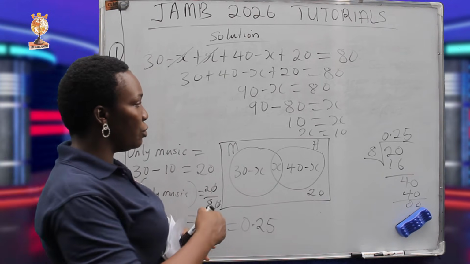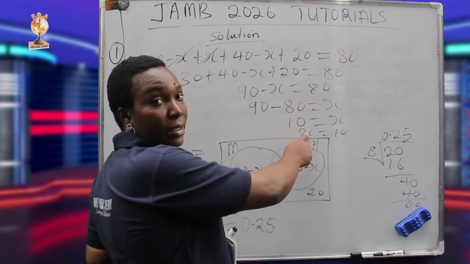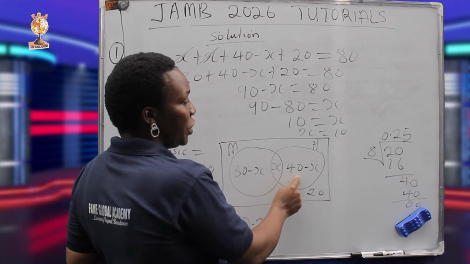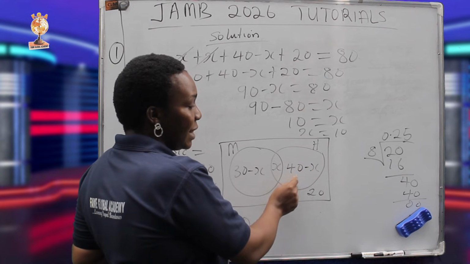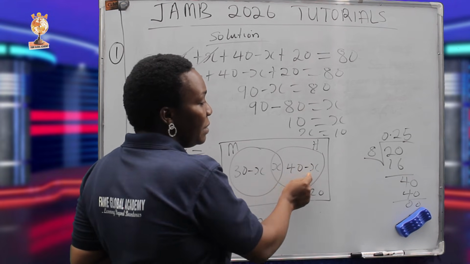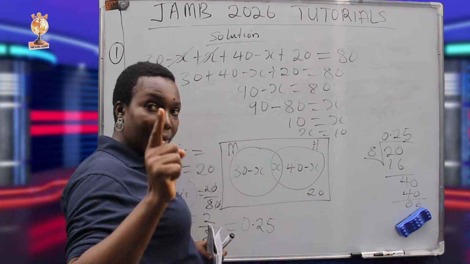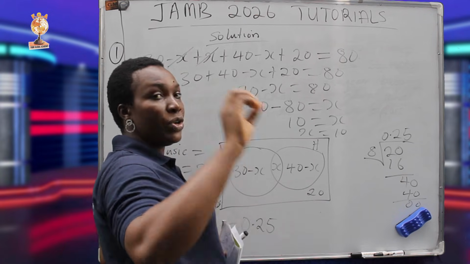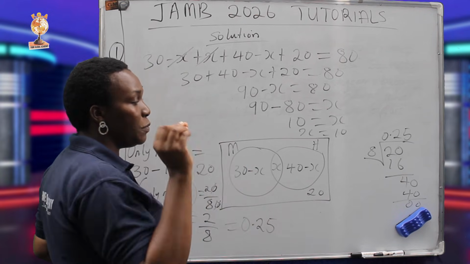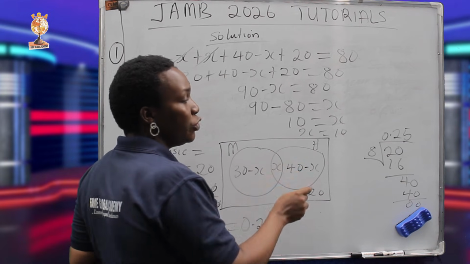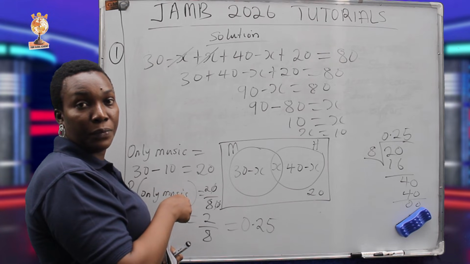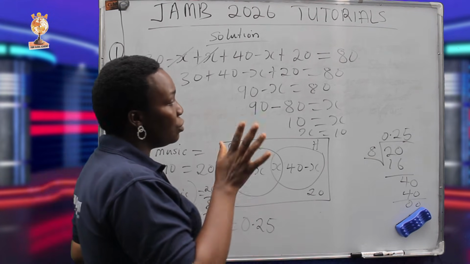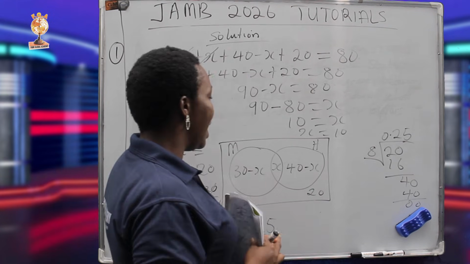All you need to do is, since you have gotten your X equals 10, go to history. History is 40 minus X. So in that case, you now have 40 minus 10, which will give you 30. So only history is 30. So for you to find the probability of only history, it will be 30 divided by 80, just like what we did here. So that is how to solve this particular question.